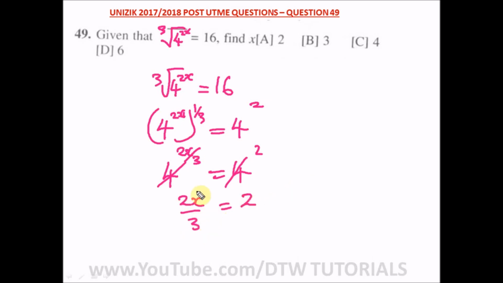We have 2x divided by 3 equal to what? 2. All we need to do is cross multiply. So we have 2x is equal to what? 6. 3 times 2 is what? 6. Divide both sides by 2. And what do we have? 6 divided by 2 is what? 3. So x is equal to what? 3. And our right option here is option B.